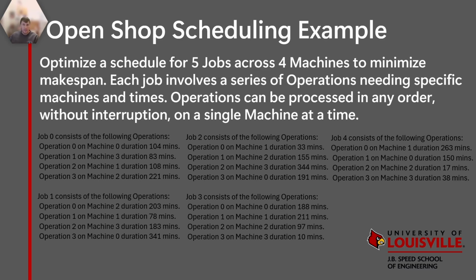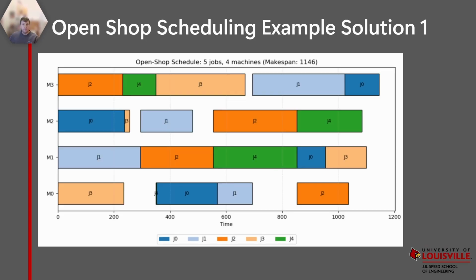Optimize a schedule for 5 jobs across 4 machines to minimize makespan. Each job involves a series of operations needing specific machines and times. Operations can be processed in any order without interruption on a single machine at a time. And so we have the 4 operations on job 0 and their runtimes, and we have basically 5 of these jobs that need to be evaluated to make a schedule that minimizes makespan.